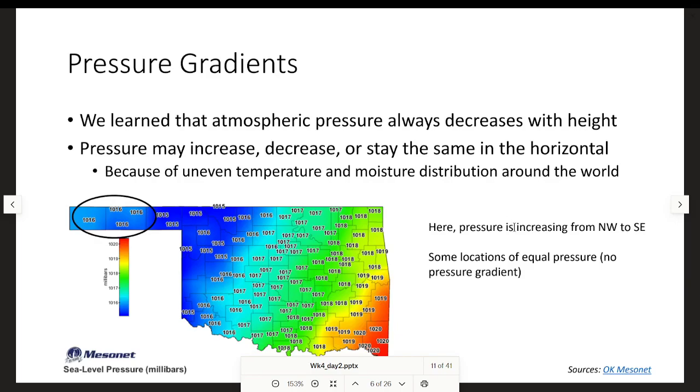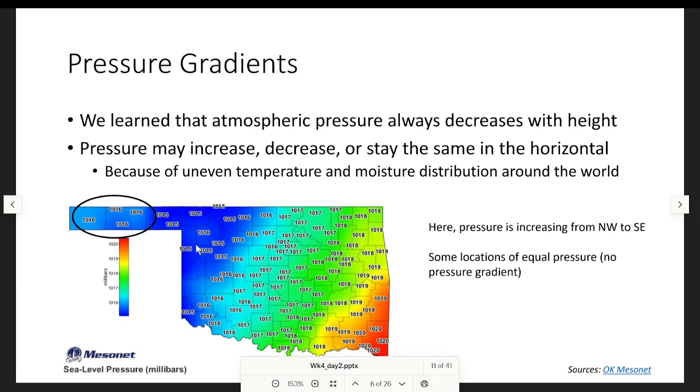So we learned that atmospheric pressure always decreases with height. True. Pressure may increase, decrease, or stay the same on the horizontal. So we're talking about one level, and how the pressure changes. This is because of uneven temperature and moisture distribution around the world. So pressure is increasing from northwest to southeast. Yeah, so you have like 1016 millibars up here, and down here it's like 1020.